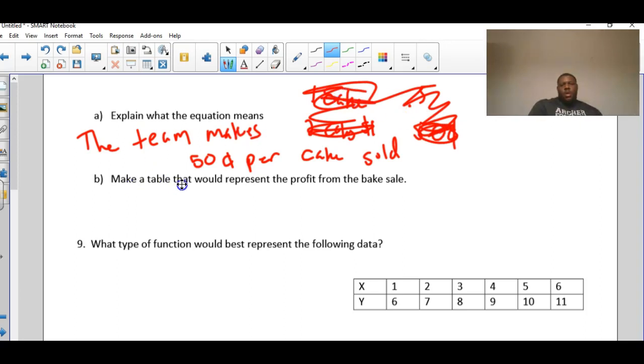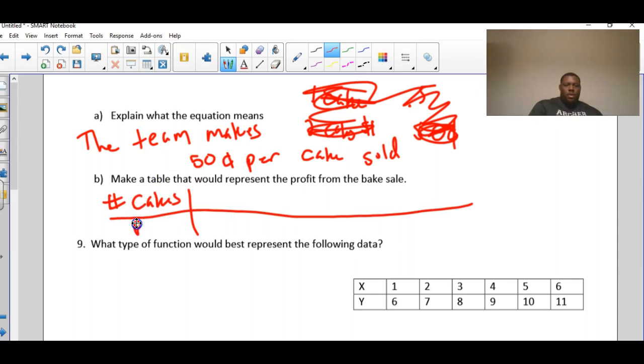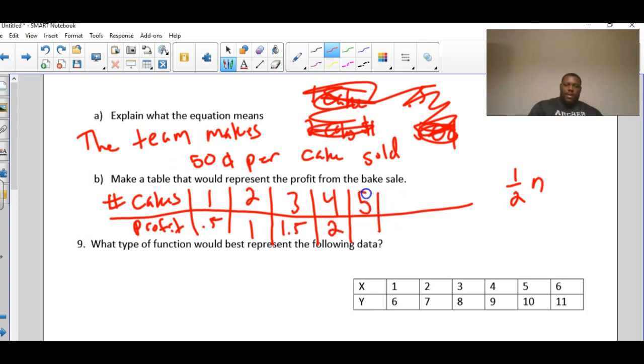Now, it says make a table that will represent the profit from the cakes. So here we go. We have the number of cakes, and then we have the profit. Remember, the equation is 1/2 of n. You sell one cake, you get half of that, which is 0.5, 50 cents. You sell 2 cakes, half of 2 is $1. You sell 3 cakes, half of 3 is $1.50. 4 cakes, $2. 5 cakes, $2.50. I think that's enough. If you want to go on, you could. 6 cakes, $3.